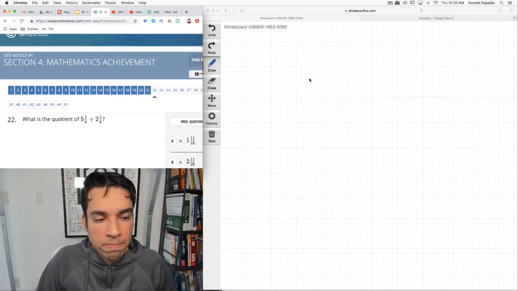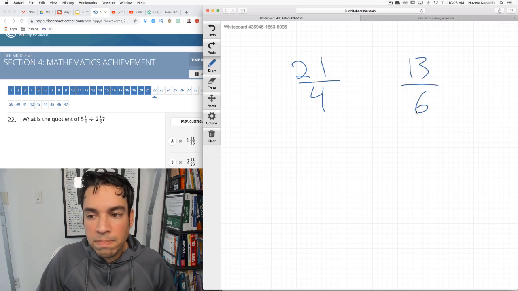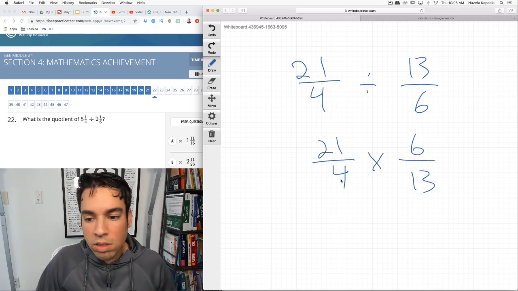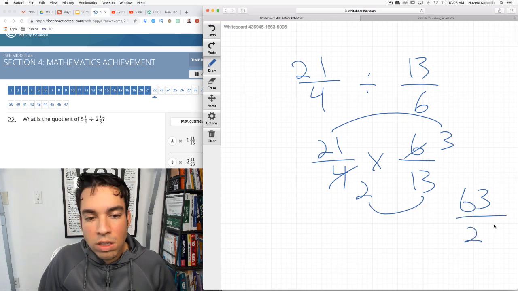What is the quotient? When we're dividing fractions, first turn them both into improper. So 5 times 4 is 20 plus 1 is 21. 2 times 6 is 12 plus 1 is 13 over 6. Then keep, change, flip. We keep this, change this to multiplication, flip that to 6 over 13. Cross simplify if possible. These are both divisible by 2, so 3 and 2. Then 21 times 3 is 63. 2 times 13 is 26.